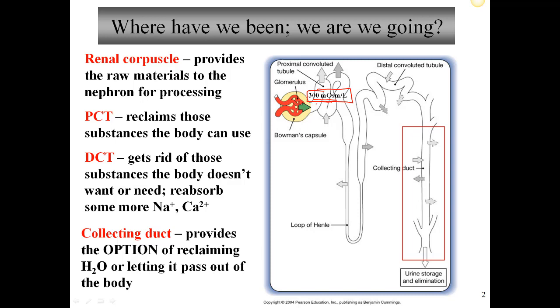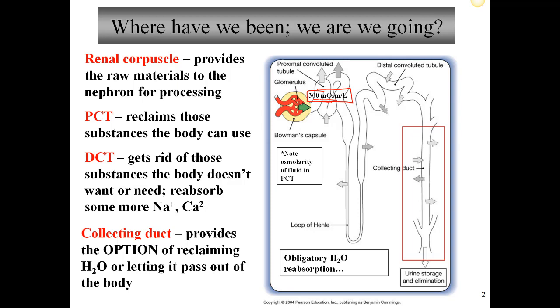Now, if the osmolarity of the body is greater than 300 milliosmoles per liter, that means solutions are more concentrated. If it's less than 300 milliosmoles per liter, that means it's less concentrated or more dilute. So either way, we can look at that.